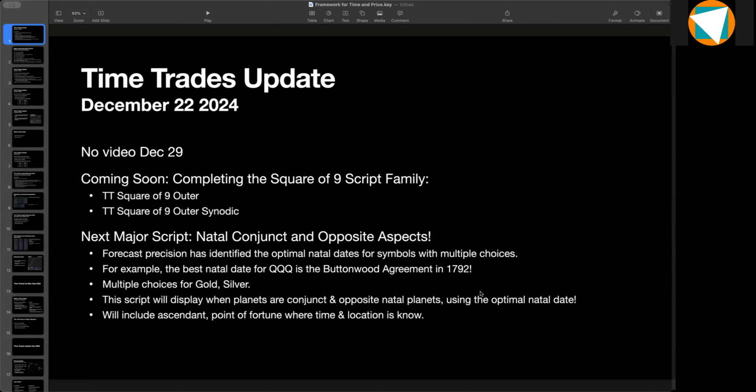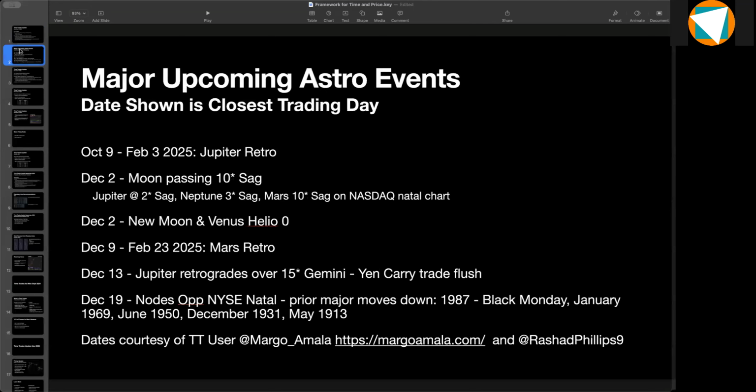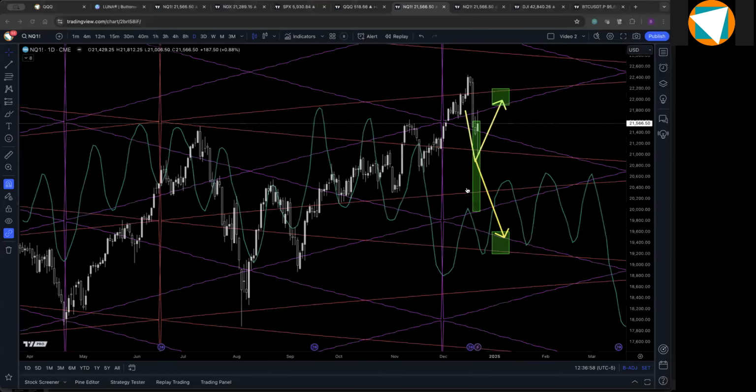That's the update on Time Trades. I do want to show this slide again. I showed it for the last month or so, and wow, did that December 19th date ever play out. Congrats again to Margot and Rashad for sharing your research on this. It played out in a big way, and we'll take a look at the charts now.